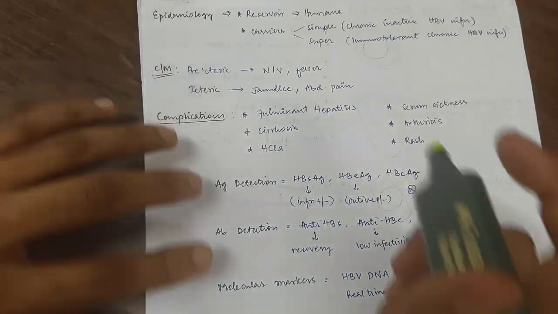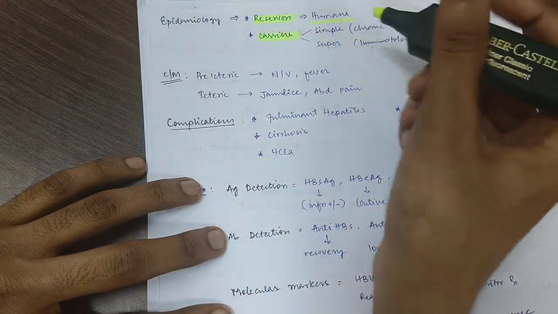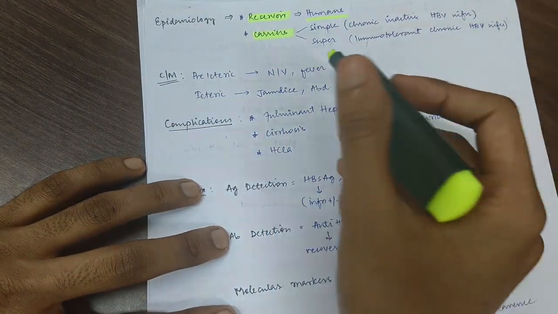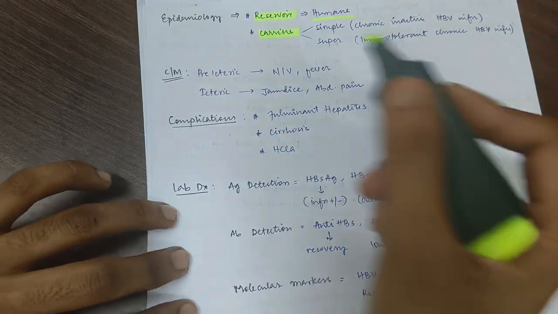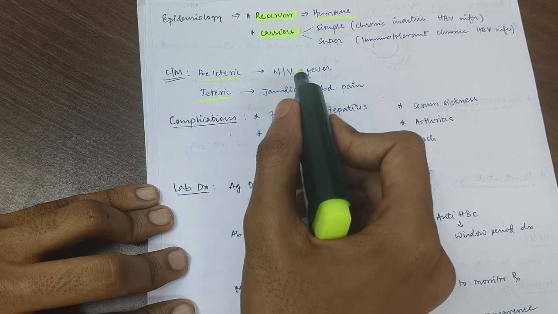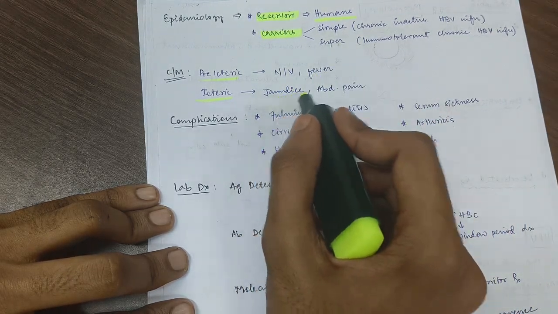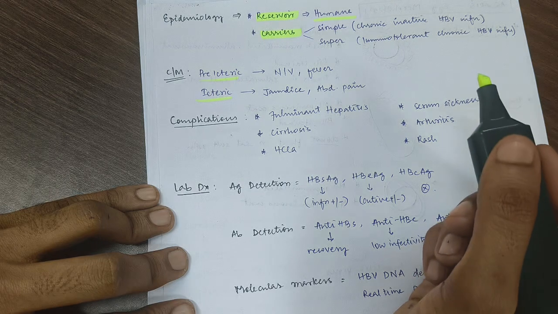Remember the epidemiology: the reservoir is humans, carriers being simple and super. Just remember simple and super. Then clinical manifestation: pre-icteric phase and icteric phase. Pre-icteric phase has nausea, vomiting and fever. Icteric phase has jaundice and abdominal pain because the liver is involved.